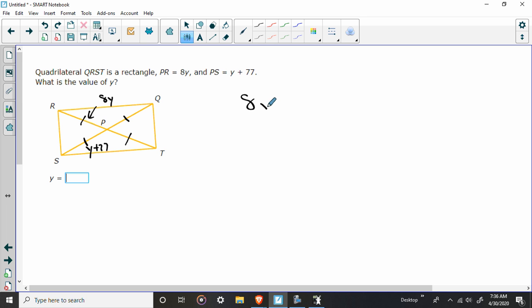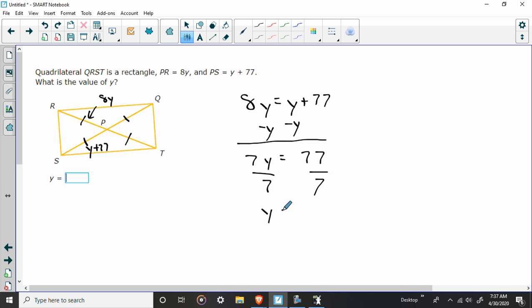Just set yourself up a little equation, 8y is equal to y plus 77. I'm going to subtract y. 7y equals 77. Let's divide by 7. y is equal to 11. Okay.